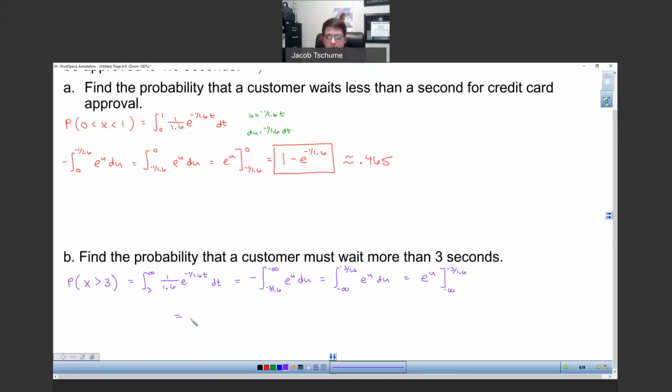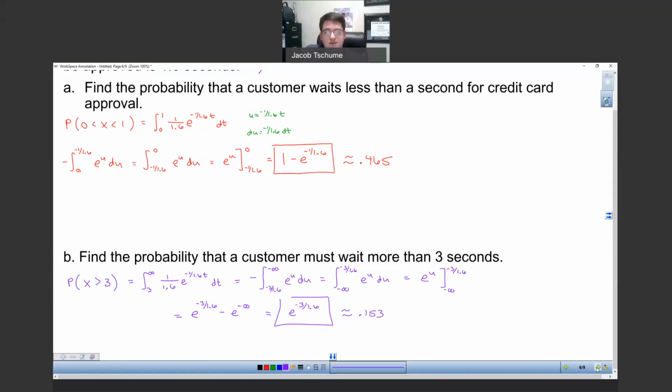So plugging your parameters in, you will get e to the negative 3 over 1.6 minus e to the negative infinity, which we saw earlier is equal to 0. So you get a final exact answer of e to the negative 3 over 1.6, which is approximately 0.153. So only a little over 15% of customers have to wait more than 3 seconds for credit card approval.